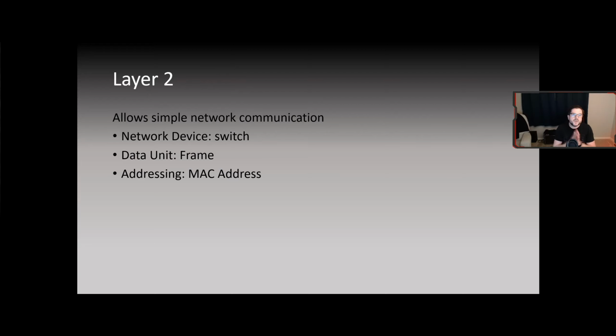All right, so moving on, we have layer 2. This is getting back into the actual networking portion. So simple network communication. So this is your home network, your local area network. Your typical device that is on layer 2 is your switch. It has some intelligence. It's using MAC addresses for addresses. So every device has a MAC address associated with it. And the data unit that it is using to actually pass that data is a frame.